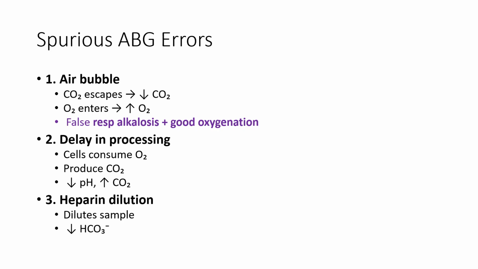Then what can be the possible spurious errors in ABG? One, there can be an air bubble inside the syringe that will lead to diffusion of CO2, decreasing the CO2 levels and increasing O2, giving a false respiratory alkalosis with good oxygenation. If there is delay in processing, the cells might consume all the O2 and produce CO2, leading to respiratory acidosis. If there is too much dilution, it can decrease the bicarbonate, leading to metabolic acidosis.